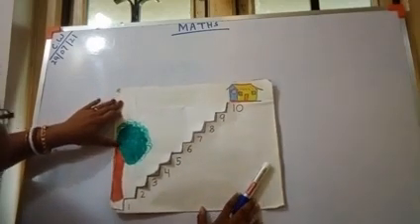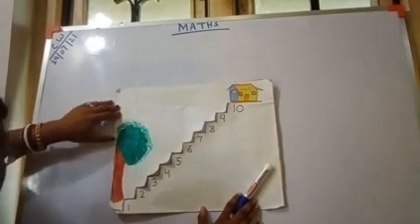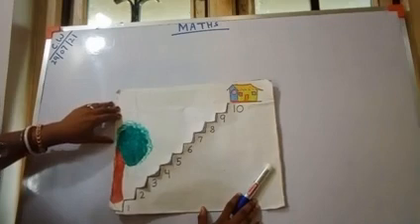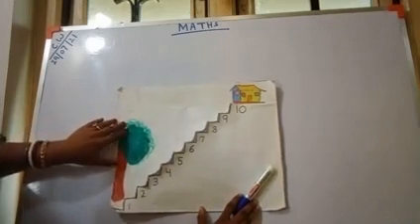It is from 10 to 1, and we are counting the numbers backward side. Whenever we are coming down, up to down, it is backward counting.